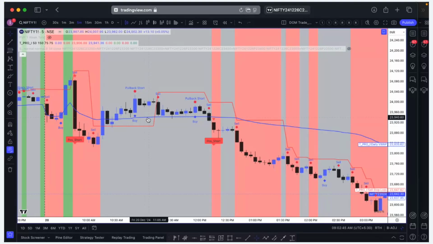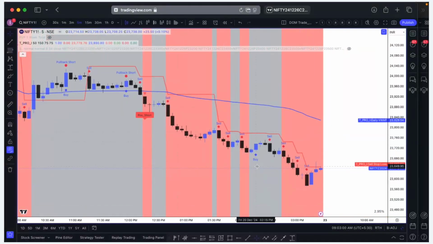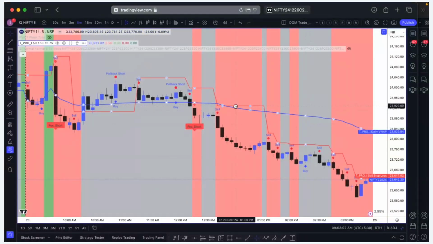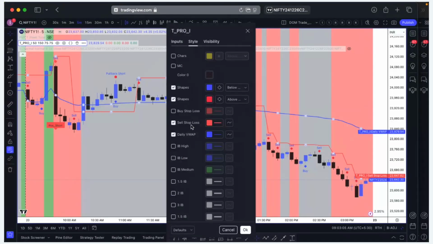Only the thing is that you're getting a selling pressure reduced over here. Then you're getting a pullback short over here. You can take a short trade on this pullback short, or a follow through sell signal after this pullback short. You're getting a follow through sell signal of this pullback short. You can take a trade. So you can use buy stop loss as well as your sell stop loss, etc., as and when you take a trade.